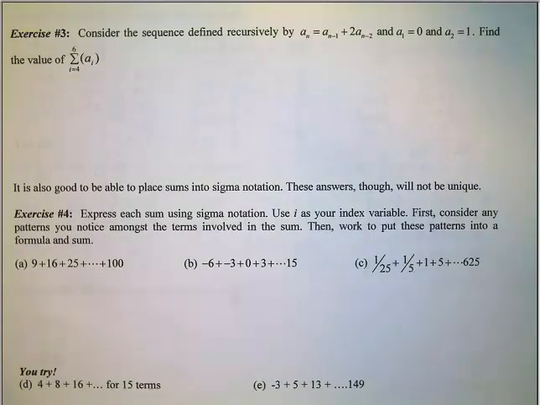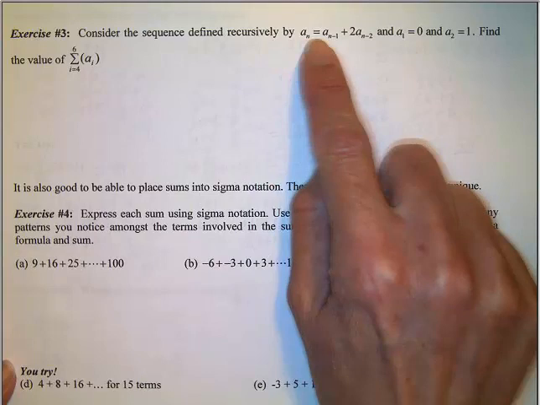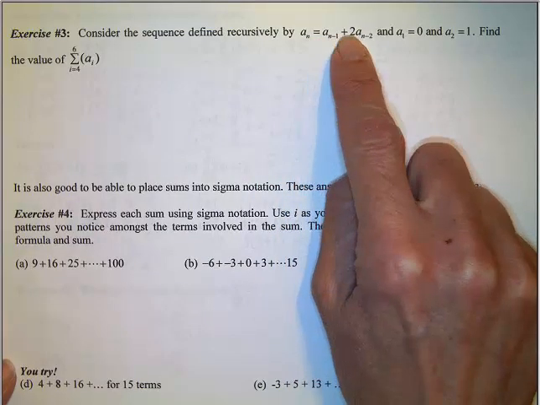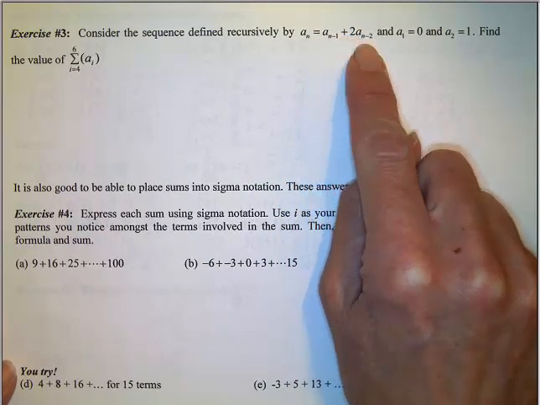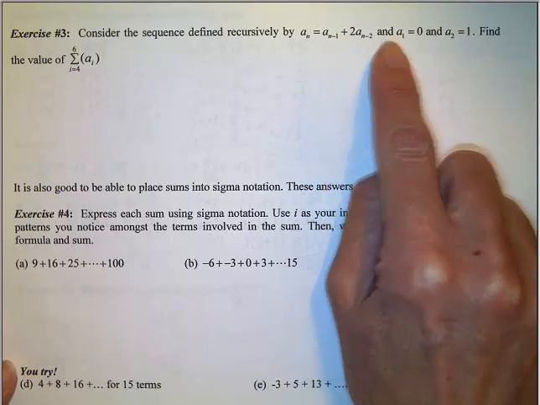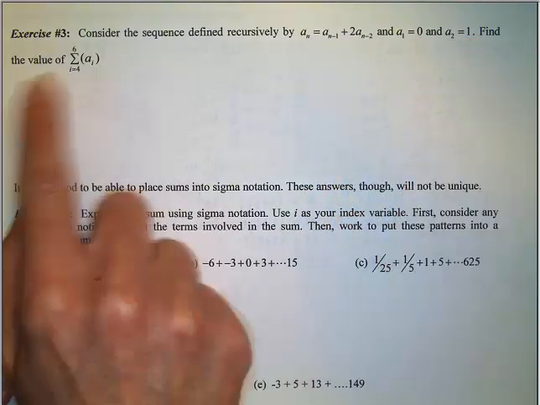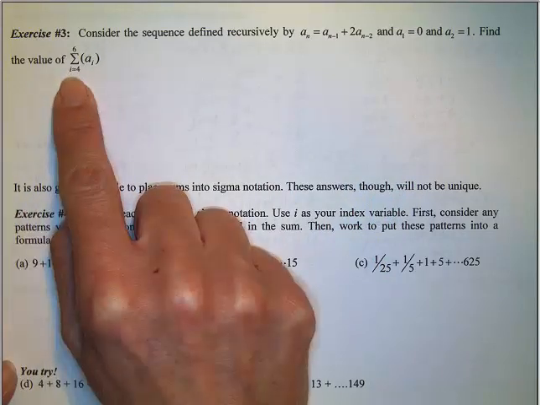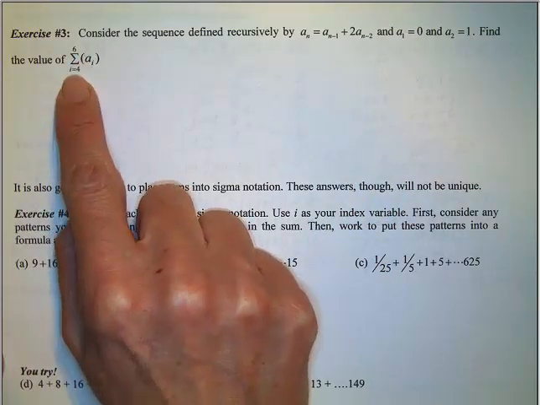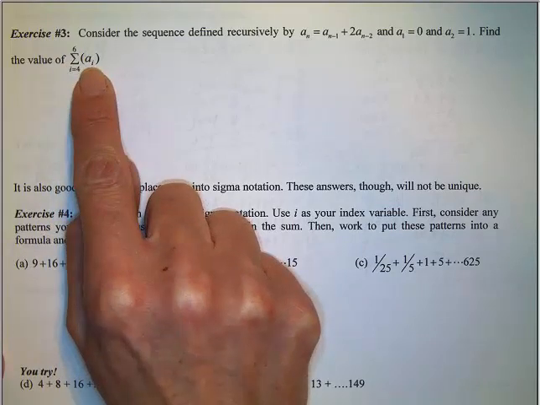Exercise 3. Consider the sequence defined recursively by a sub n equals a sub n minus 1 plus 2 times a sub n minus 2. So remember, this means some term equals the term before it plus 2 times the term before that term. And a sub 1 is 0 and a sub 2 is 1. Find the value of the summation from 4 to 6 of a sub I.